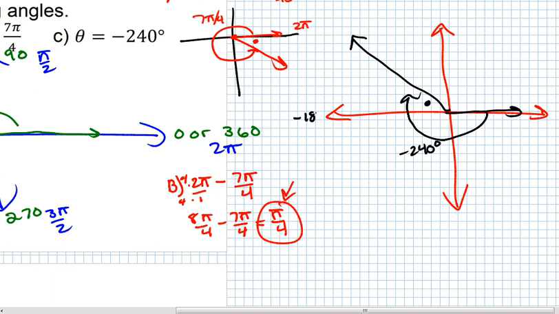Well, if this is negative 180, think about it, 240 minus 180, this reference angle would be 60 degrees. And so our reference angle here is 60 degrees. And our reference angles are always positive. So even though the angle is negative, in the negative direction, our reference angle would still be positive.